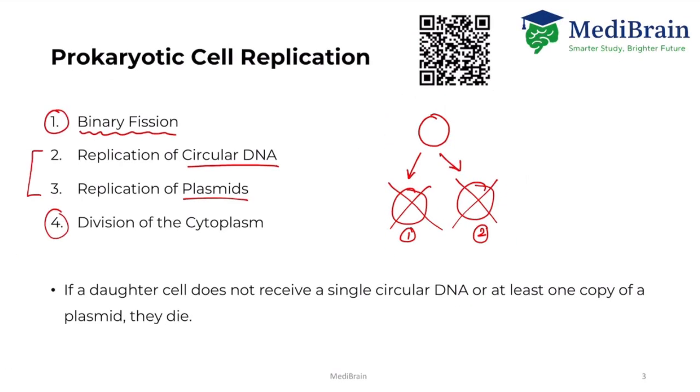Because without a plasmid or circular DNA, the cell can't carry out its optimal functions. Okay, so bacterial cells, it is required that they need that circular DNA and at least one copy of a plasmid. If that doesn't happen, then it will destroy itself.